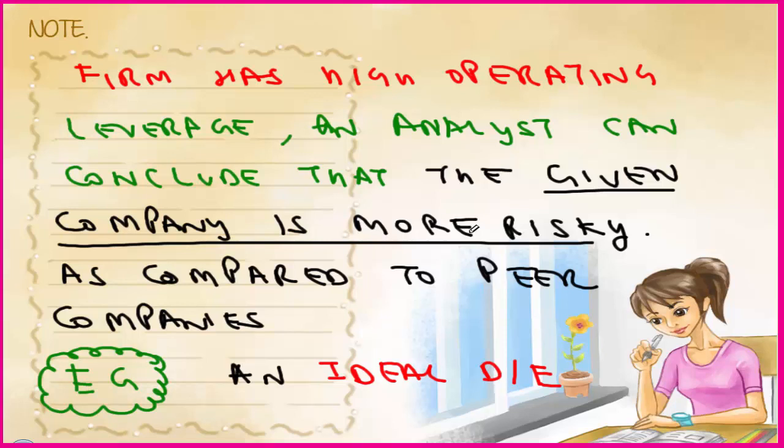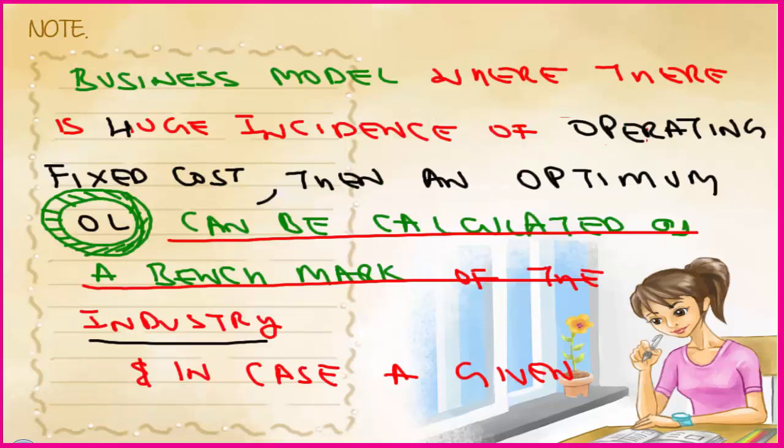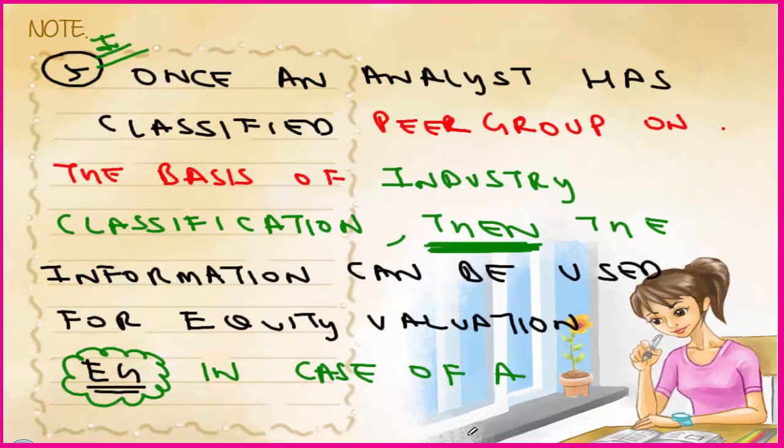So just write on this point. Hope you're writing down along with me. Please write down the fifth point. Again, I have shown you, once an analyst has classified the peer group on the basis of industry classification, then the information can be used for equity valuation. So this is the main point.